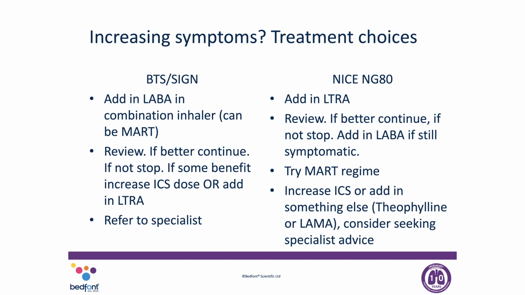So that leaves you a little bit between the devil and the deep blue sea, knowing, okay, so which one do I follow? What do I do first? Do I add in a long-acting beta-2 agonist, or do I add in a montelukast, which will act on the inflammatory pathway?